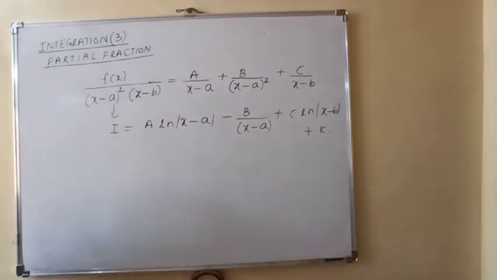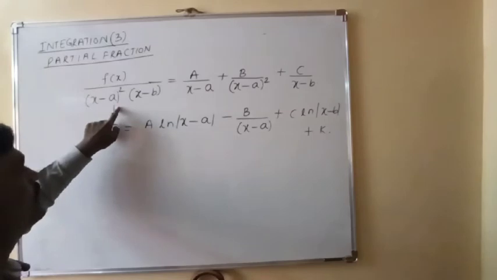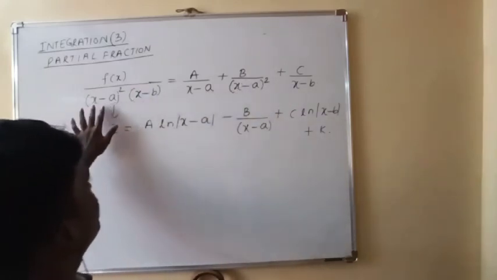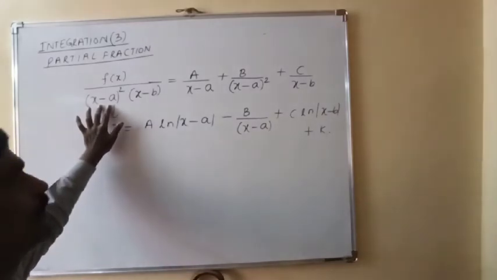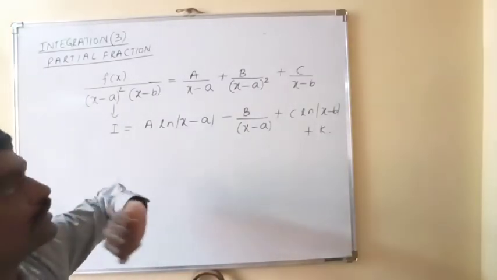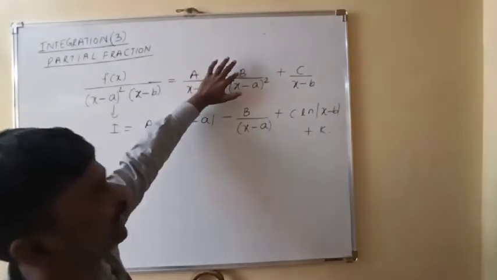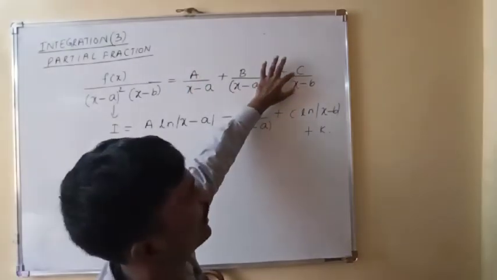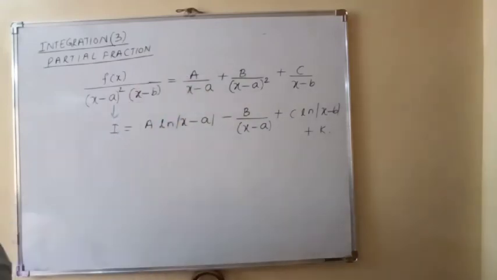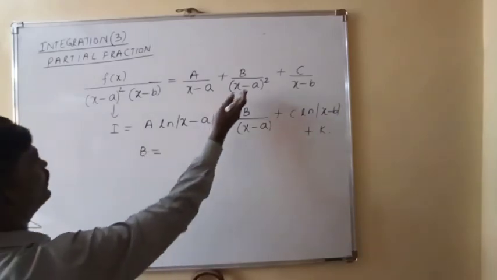So here how to find a, b, c values? Here which factor is repeated? x minus a is repeated. How many times repeated? 2 times. Then here, corresponding to this repeated linear factor, what are the partial fractions? a by x minus a, b by x minus a whole square. Here we can find b value directly by putting x is equal to a. We can find c value by putting x is equal to b, but we won't get a value directly. So how to find a value?